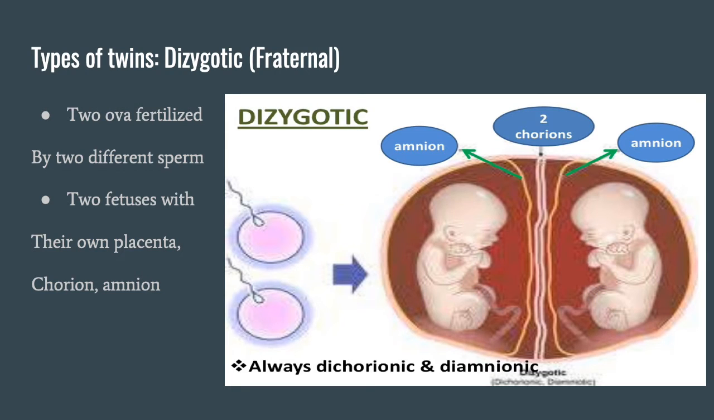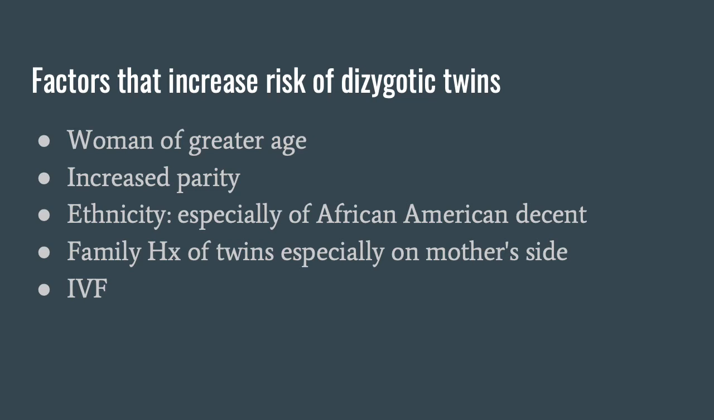The other type is dizygotic, or fraternal, where two ova are fertilized by two different sperm, and the fetuses each have their own placenta, chorion, and amnion. There are some factors that increase the risk of dizygotic twins. They are women of greater age, increased parity, ethnicity, especially of African American descent, family history of twins, especially on the mother's side, and in vitro fertilization.